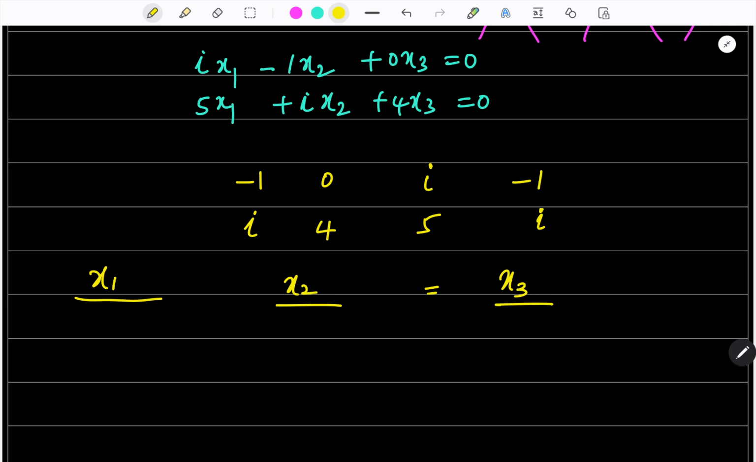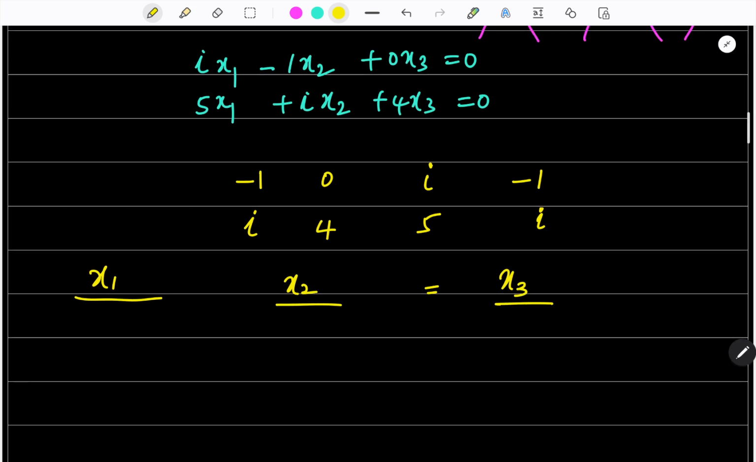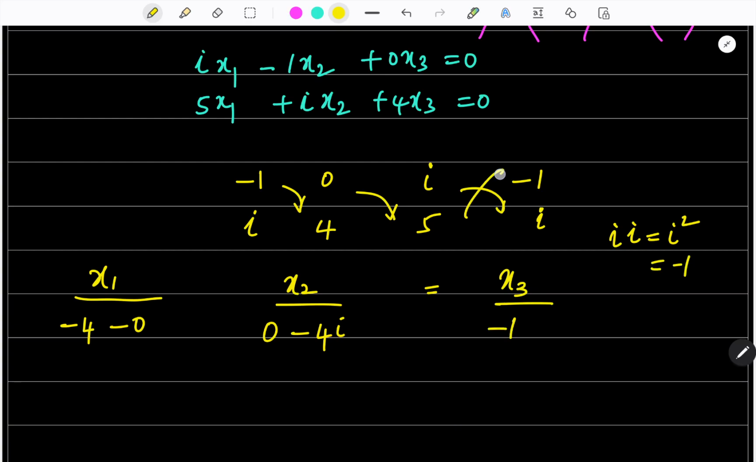Right. So now we are going to do this one. So what we are going to do? Minus 4 and then minus 0. And next is 0 and then minus 4i. And then this is i into i. Just now I told you i into i is i square. i square is minus 1. So it is minus 1, and 5 into minus 1 is going to become plus 5.